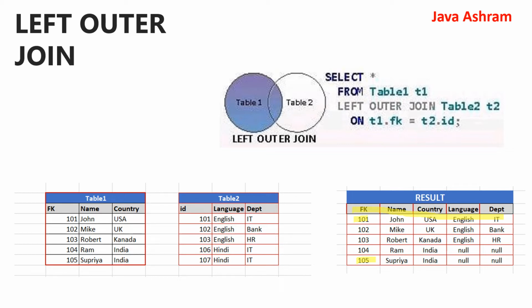If you see, 104, 105 is not present in table 2, but it gives you the row from table 1 because this is a left outer join, and for table 2 this value will be null, right? So this is the left outer join. It will retrieve all the data from table 1 and the common data in table 2.